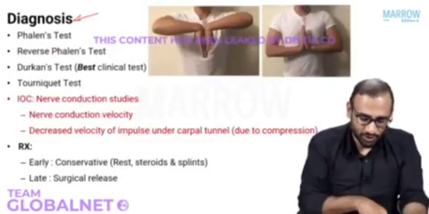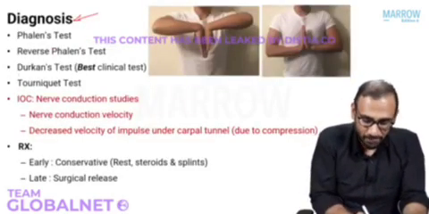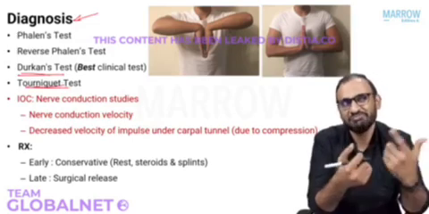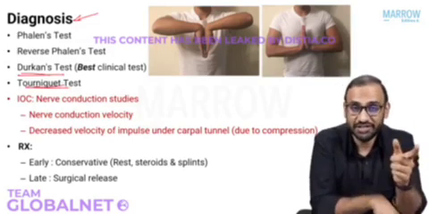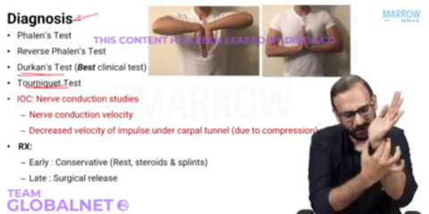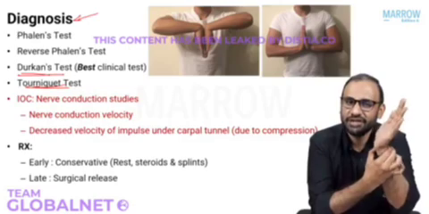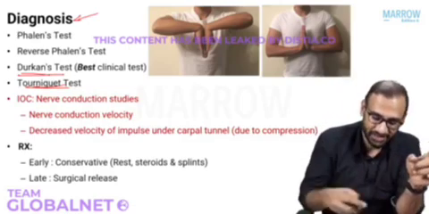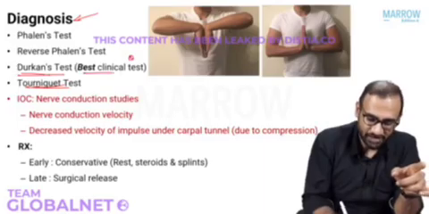A few more tests that you should know are Durkan's test and a tourniquet test. Tourniquet is you apply a tourniquet at the wrist, inflate it, symptoms will reproduce. Durkan's test is the direct median nerve compression test, where you take your thumb and press on the median nerve. By doing so, symptoms will reproduce, and that is the best clinical test as asked on your NICET exam.